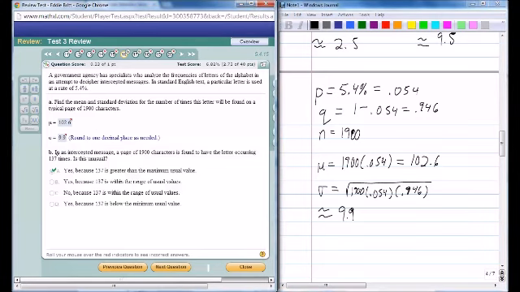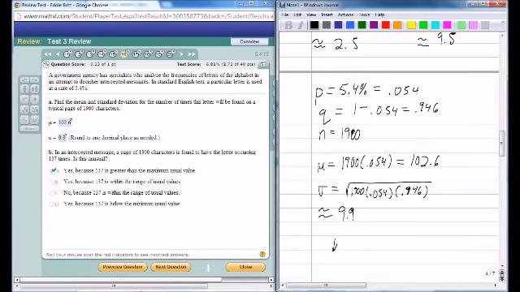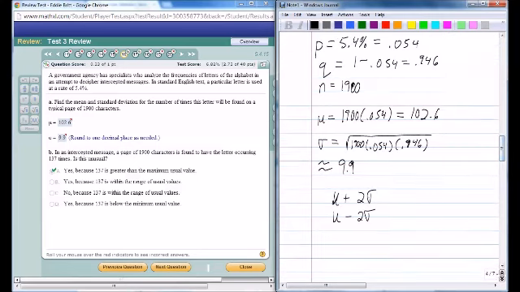Alright, in an intercepted message, a page of 1900 characters is found to have the letter occurring 137 times. Is this unusual? So what you need to do is find the minimum and maximum usual values. So mu plus 2 times the standard deviation and mu minus 2 times the standard deviation. That'll be the maximum and minimum usual values. And then see, does 137, is that between the two, the max and the min usual values? If it is, then it's usual. If it isn't, then it's unusual.